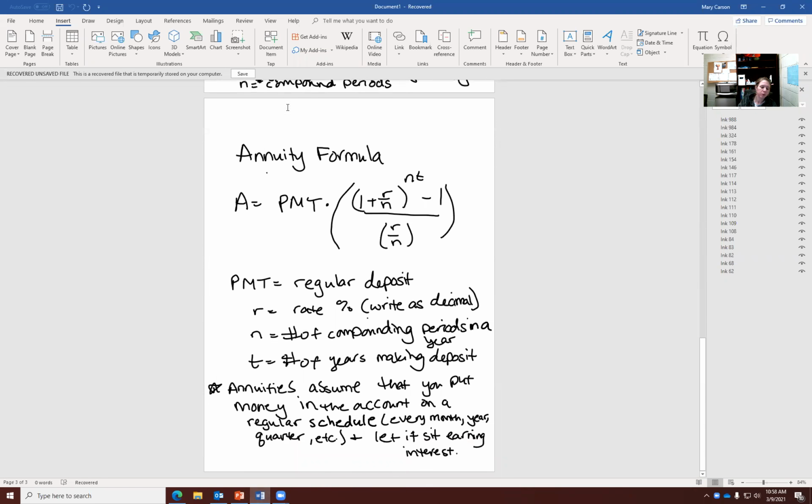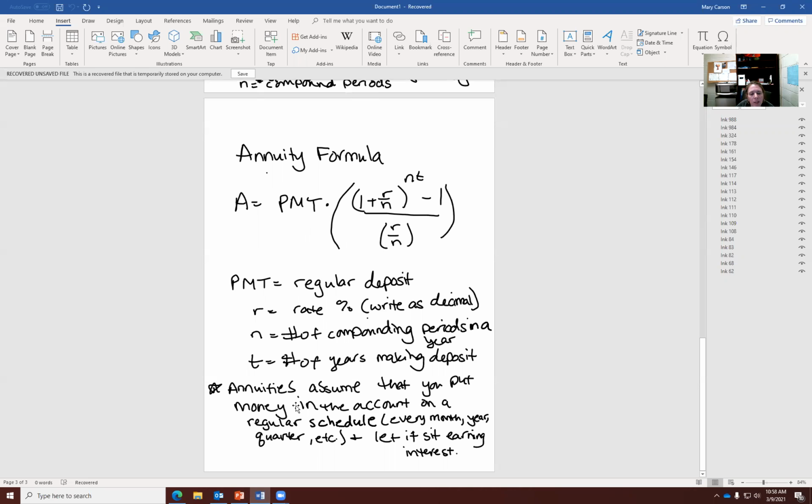If you look at your book on chapter 6, you start talking about annuities, and we've already talked about compound and simple interest. We're going to talk about a few more formulas, and you need to make sure you know how to use these formulas and how to input them in your calculator. So the annuity formula looks like this. It looks a little bit overwhelming, but really it's just the compound formula with a couple of extra steps.